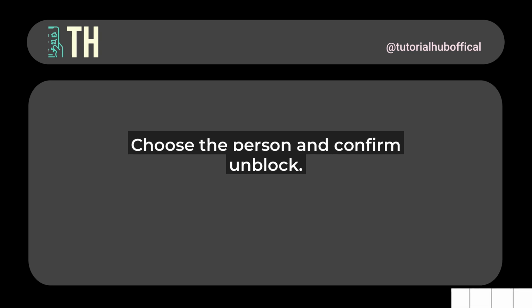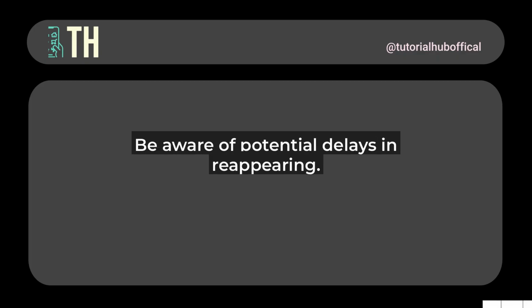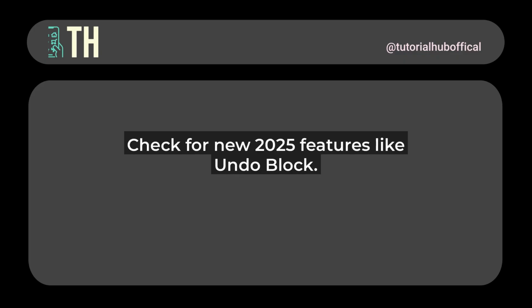A few quick tips to keep in mind. After unblocking, the person might not immediately show up in your feed, as Bumble uses algorithms to match users. If you're worried about privacy, remember you can always block them again if needed. Also, in 2025, Bumble has enhanced features like Undo Block for even easier corrections, so keep an eye out for that. There you have it. Unblocking on Bumble is simple and stress-free. If you follow these steps, you'll be back to swiping in no time.